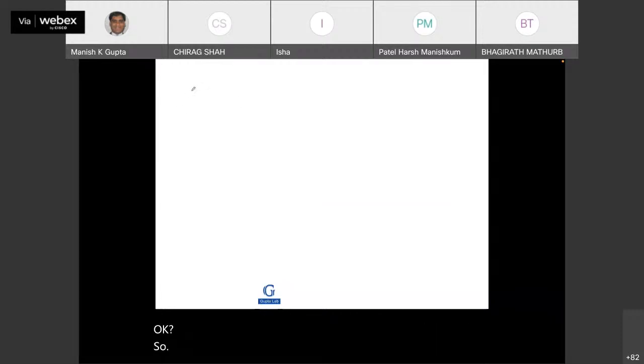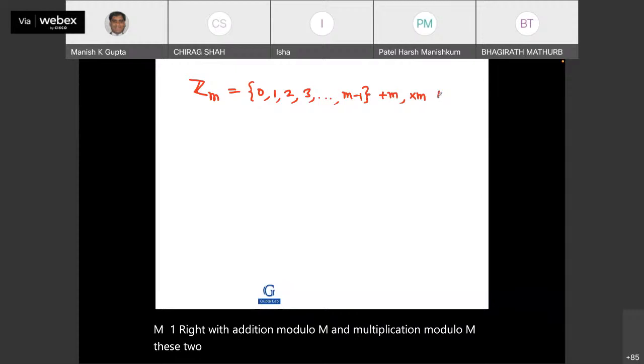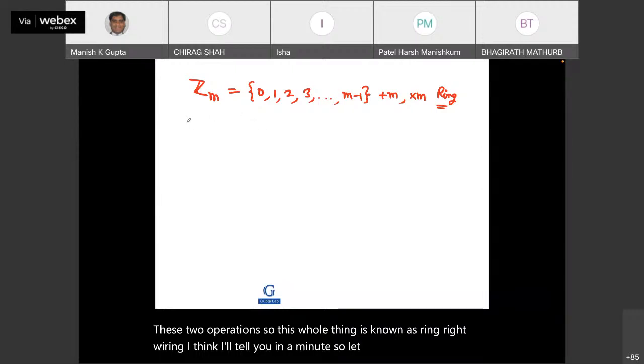First, a very interesting thing that we know is integers modulo m. We call it a set whose elements are 0, 1, 2, 3, up to m minus 1, with addition modulo m and multiplication modulo m, these two operations. This whole thing is known as a ring. Why ring? I'll tell you in a minute. So let us start with the very basic things.